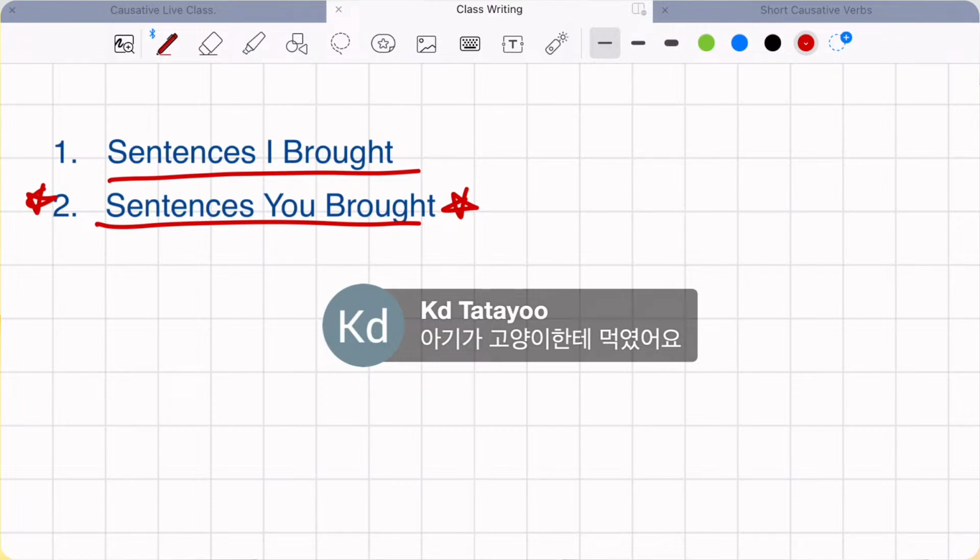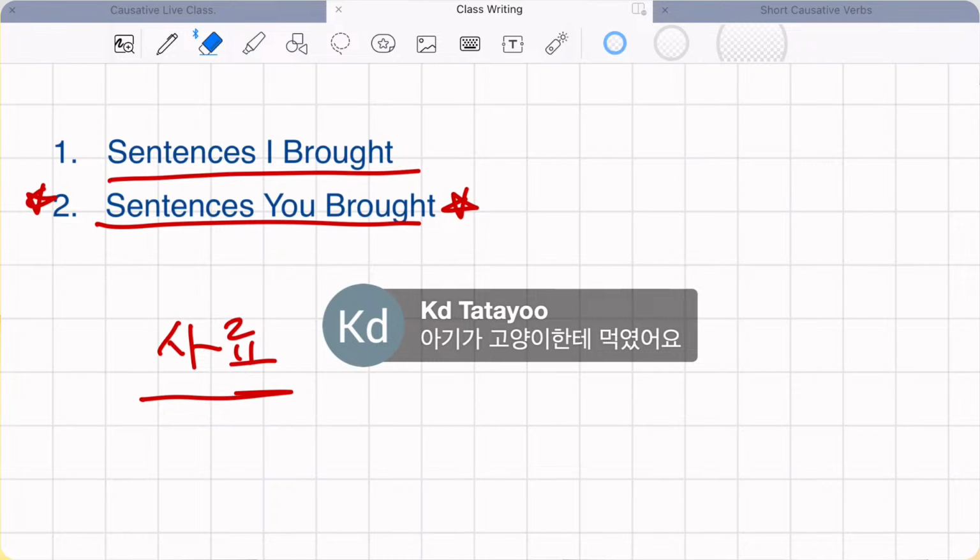If you used exactly what the baby fed to the cat, then that would be a perfect sentence. So 아기가 고양이한테, it could be 사료를 먹였어요. 사료 is animal food, guys. Animal food. So you can say 아기가 고양이한테 사료를 먹였어요. Or it could be 아기가 고양이한테 생선을 먹였어요. Fish를 먹였어요. Then that would be a correct sentence.